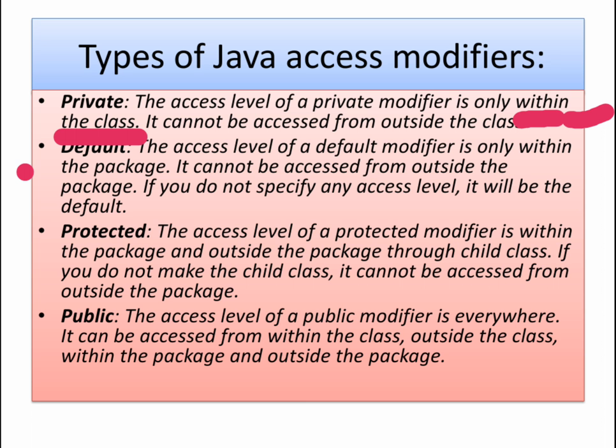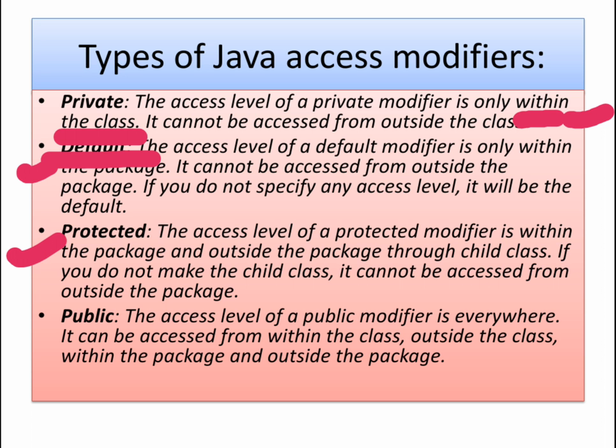What is default? The access level of the default modifier is only within the package. Remember, the package has more accessibility. In a given package there are multiple classes. So if a variable is created by default, then its accessibility is within all the classes of a given package. When you never mention any access modifier, then it is taken as default. As the name suggests, this is the default.